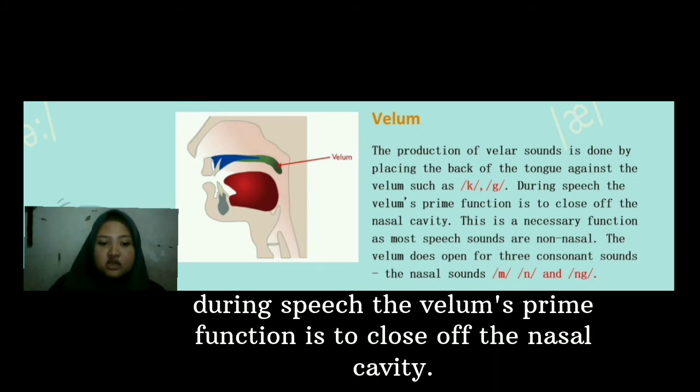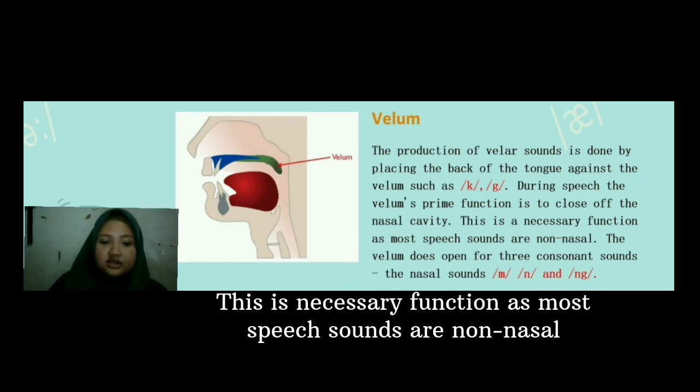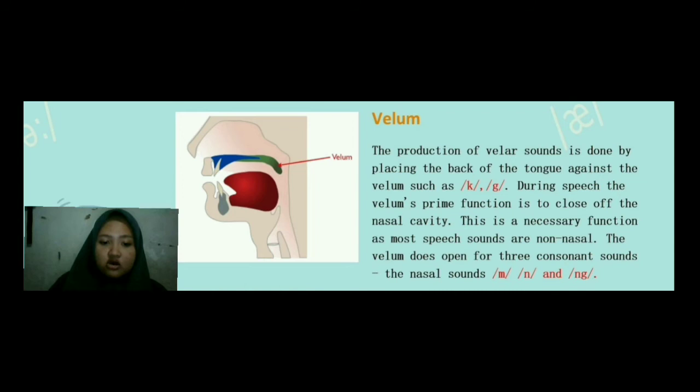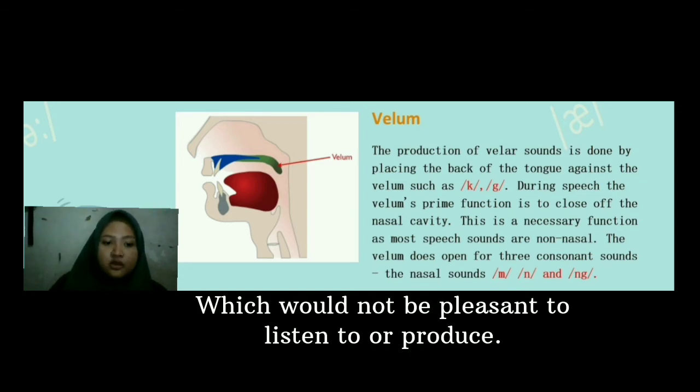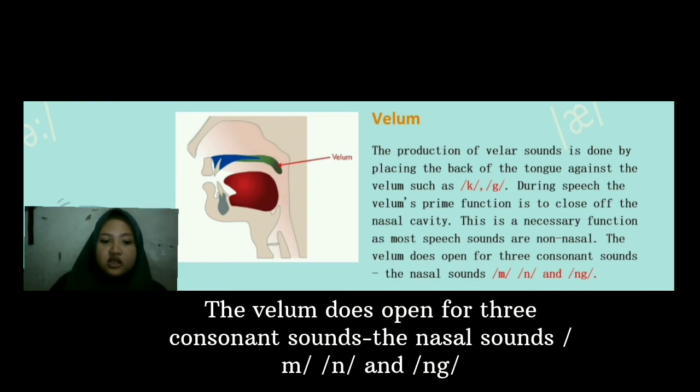During speech, the velum's prime function is to close off the nasal cavity. It is a necessary function as most speech sounds are non-nasal. If we didn't have the velum closing off the nasal cavity, we would all be talking through our noses, which would not be pleasant to listen to or produce. The velum thus opens for three consonant sounds, the nasal sounds M, N, and NG.